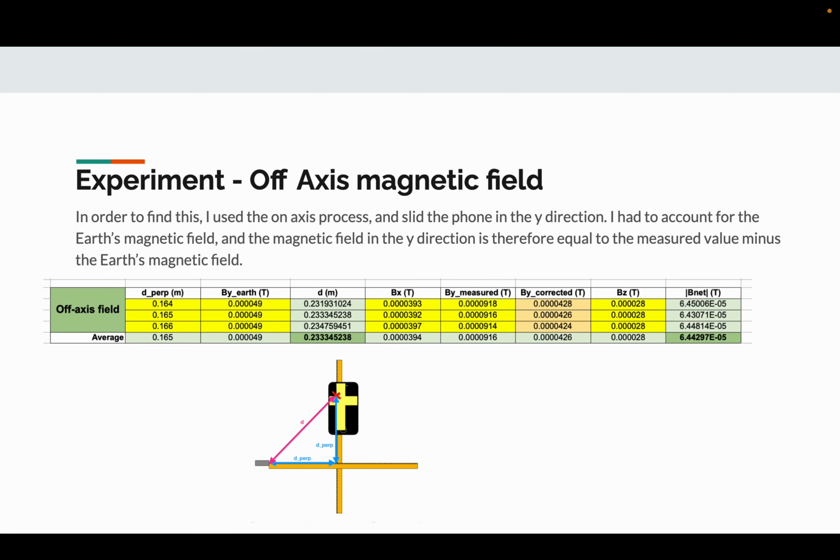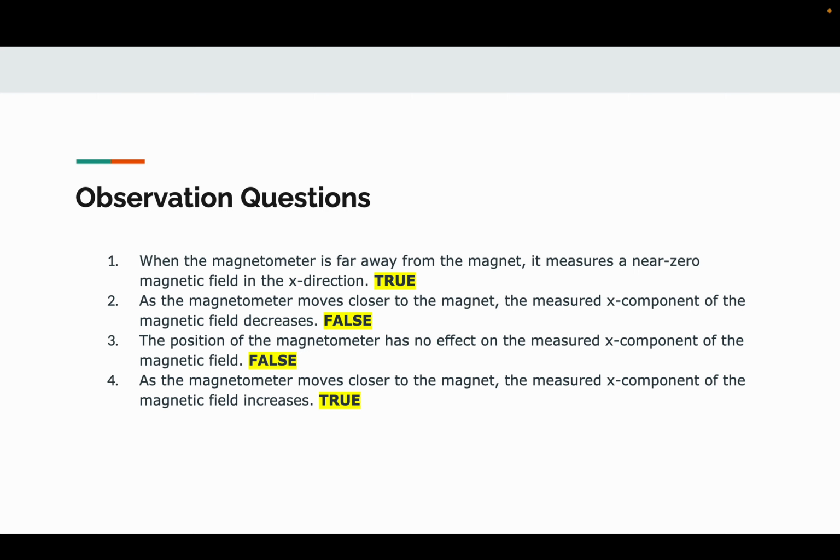So for the off-axis magnetic field, you use the same process as the on-axis, except you have to calculate this perpendicular distance here. And then when you do that, the magnetic field in the y direction is equal to the measured value minus the Earth's magnetic field, because the Earth's magnetic field is also a component here that's coming into play. So you end up with a magnetic field of 6.44 times 10 to the negative 5 teslas.